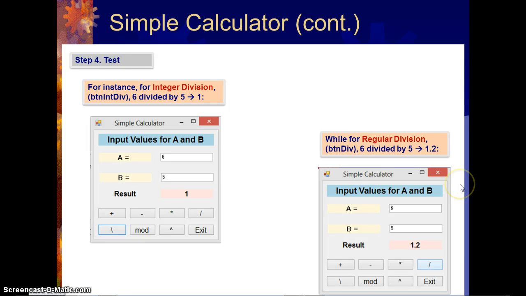Okay, so with regard to this integer division, that's this one here, what happens is if you do 6 divided by 5, usually it would be 1.2, but the remainder is discarded, or the fractional part is discarded, and all you get is 1. Okay? All right, now let's go on.